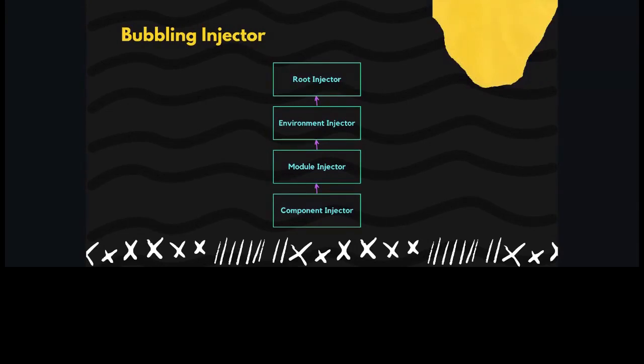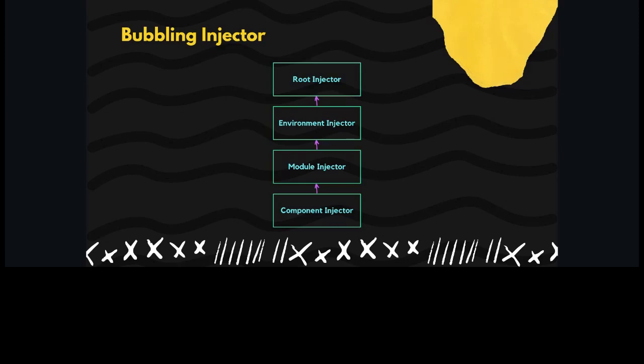Because if you remember how the DI works, imagine how Angular resolves a token. First, it looks in the component injector. If it finds the token, it stops the resolution and gives the value of the providers. But if it doesn't find it in the component injector, it goes to the module injector.